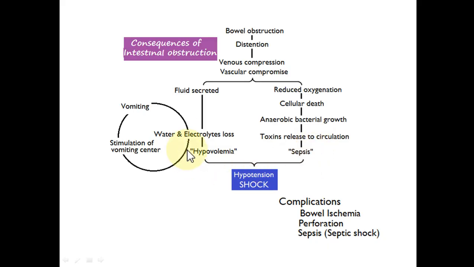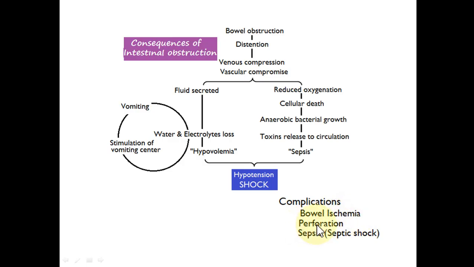sepsis. This type of shock is comparatively reversible if fluids are given to the patient to replace the lost fluids. However, septic shock is a serious type of condition in which severe bacteremia occurs, and the sepsis spreads throughout the body and can cause disseminated intravascular coagulation and many other complications, and it presents a challenge to be treated. So the complications of intestinal obstruction include bowel ischemia and death.